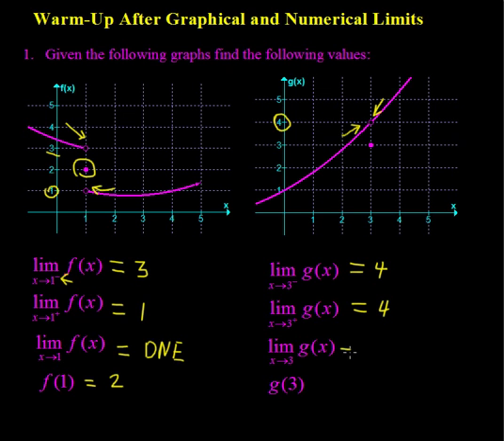Okay, this one's both sides. They agree. So the limit, the two-sided limit, is equal to 4. And finally, g of 3 is defined down here at 3. Okay, so there we go. There's the first part of the problem. Second part's on our new screen. So let's go to that.